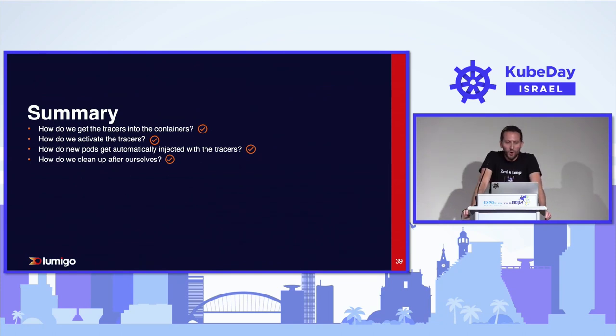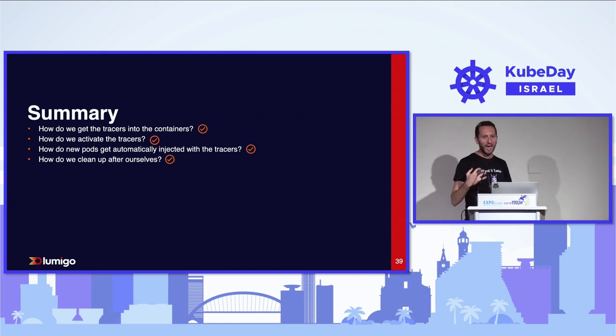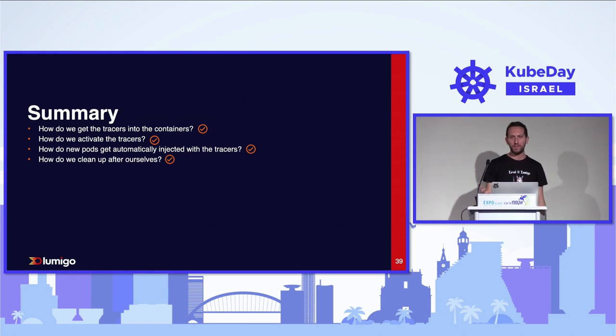OK, so we're done. Made better time than I expected. Quick summary. So getting the tracers into the container, a combination of init containers and an ephemeral volume. How do we activate the tracers? We use a trick existing in every runtime where we alter the env var using LD_PRELOAD to inject the Lumigo injector to hijack the getenv operation. And how do new pods get automatically injected? We use the admission controller mutating webhook to do that. And we use Kube API watch notifications, very simple, to clean up after ourselves.